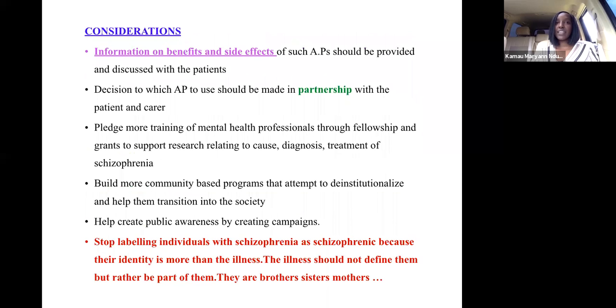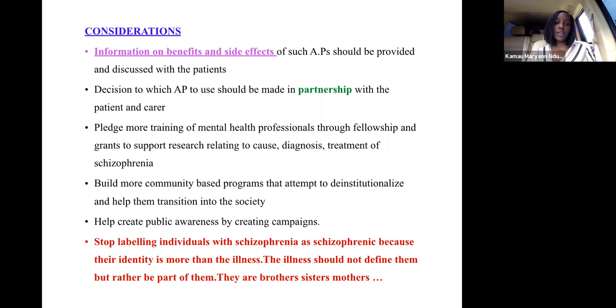So what are the considerations or changes that we may want to make in order to improve how we take care of patients with mental illness, for example schizophrenia, which is what we're dealing with today? The medical providers must give information on the benefits and side effects of the drugs that these patients use, the antipsychotics, and even help them decide what treatment is best for them.